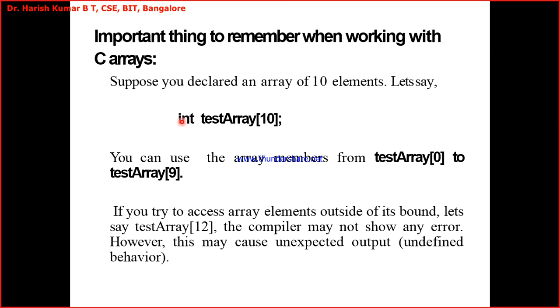Now if I declare an array like this, the lower index is 0 and the higher index is 9. If, knowingly or unknowingly, you write an index value which is outside the bound of this array, then the compiler generates an error message.